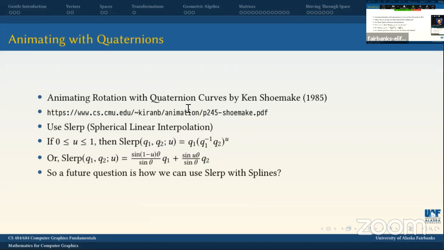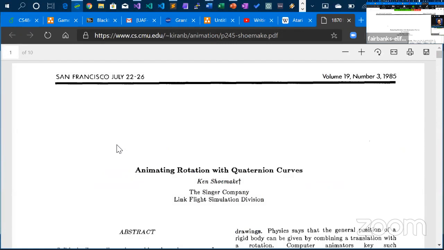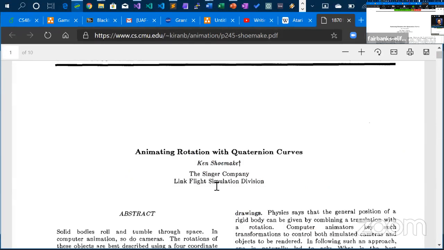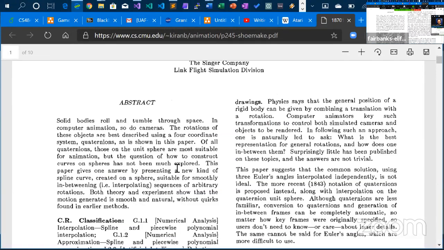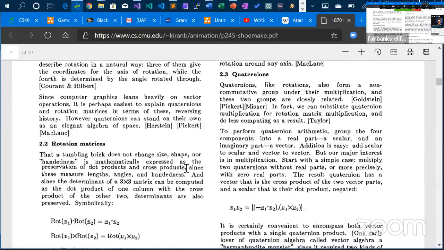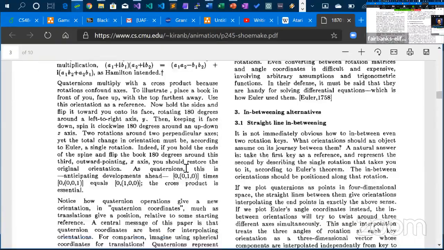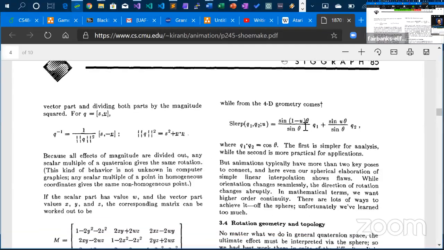And so I'm going to open up this page here real quick so we can see the original paper from 1985. He worked for the Singer Company, Link Flight Simulation Division. Is that the same company that makes Singer sewing machines? That's kind of funny. So he describes this thing called spherical linear interpolation. And the idea here is, I'll show you this equation.